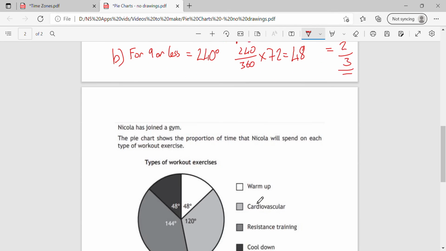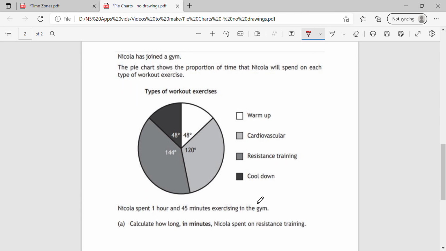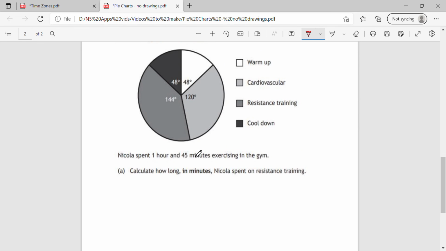Okay, so let's look at the second question. Nicola has joined the gym. The pie chart shows the proportion of time that Nicola will spend on each type of workout exercise. So we've got warm-up, cardiovascular, resistance training and cool down, and we've got the different angles for those. She spent 1 hour and 45 minutes exercising in the gym. How long in minutes did she spend on resistance training? So resistance training is this slightly darker grey.